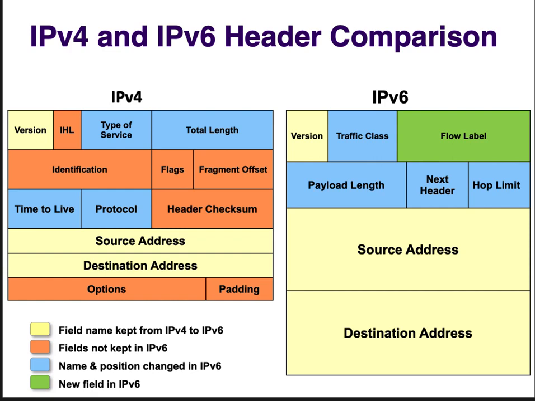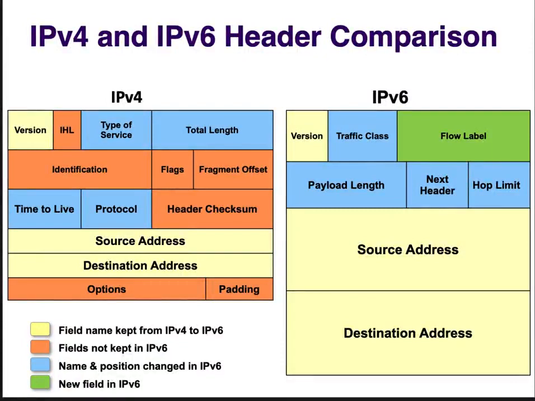Orange are all the fields that went away from the IPv4 header. So we have fragmentation, header length, checksum, and options. Okay, these are gone. Blues are fields that have stayed. We've either renamed them or slightly changed how we use them.